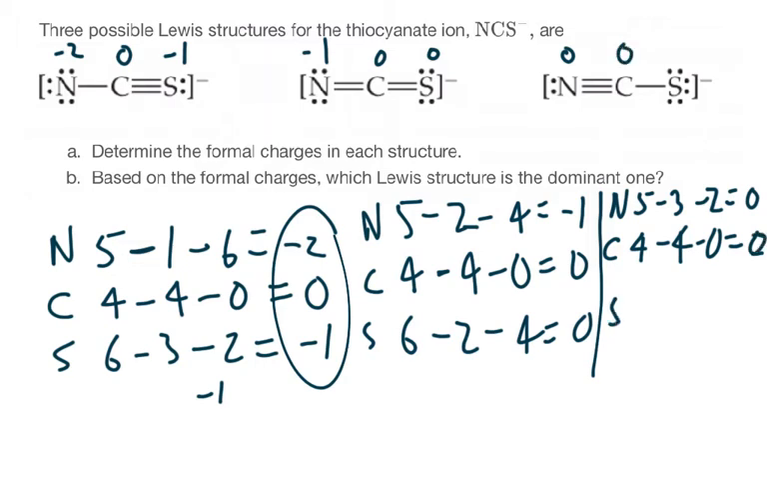And then the sulfur is going to be 6 valence minus 1 stick minus 6 dots. That's going to be a -1 charge. 6 minus 1 is 5. 5 minus 6 is -1.